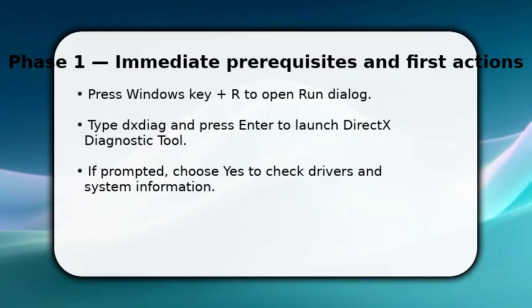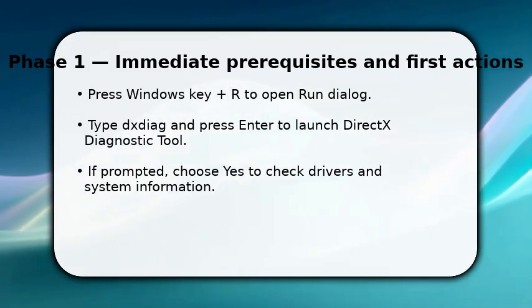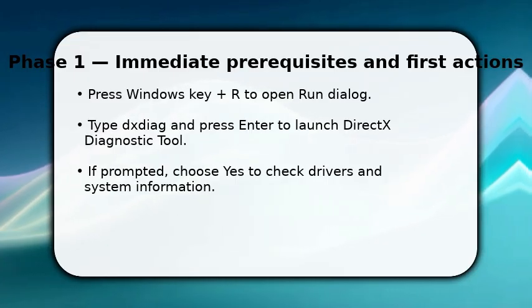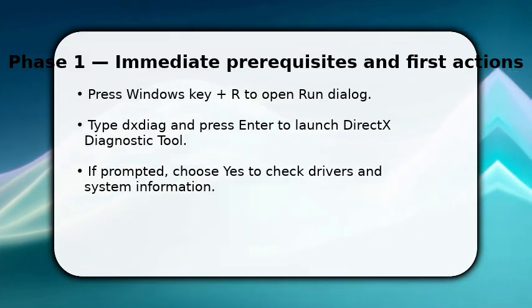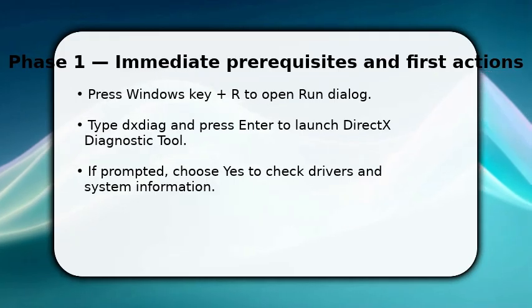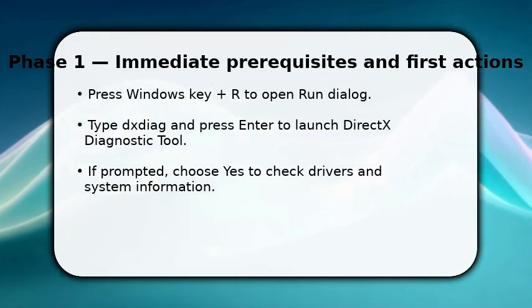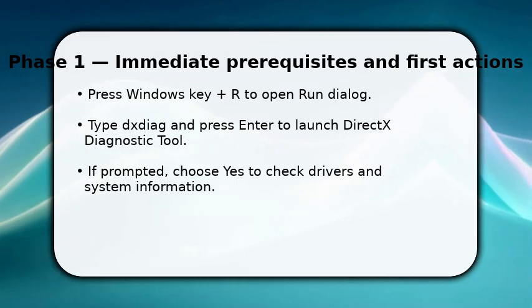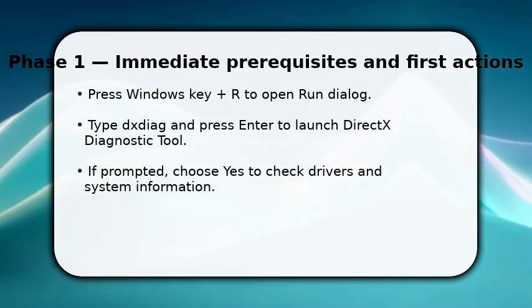You start by launching the DirectX diagnostic tool because it reports the installed DirectX version directly. This is the only reliable method. Press Windows key plus R, type dxdiag, and hit Enter now. If Windows asks about checking digital signatures, say yes so tests run.